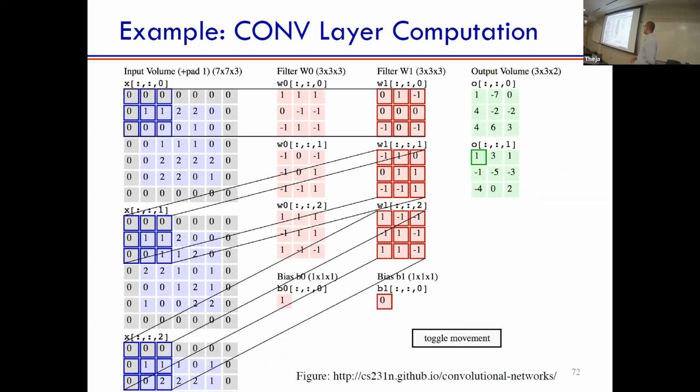Sorry, I'm doing it. I took bias 0 and then I was doing it for the second filter. Yeah, so this has a 0, that's why it's 1 here. If it had 1 here, then it would be 2.